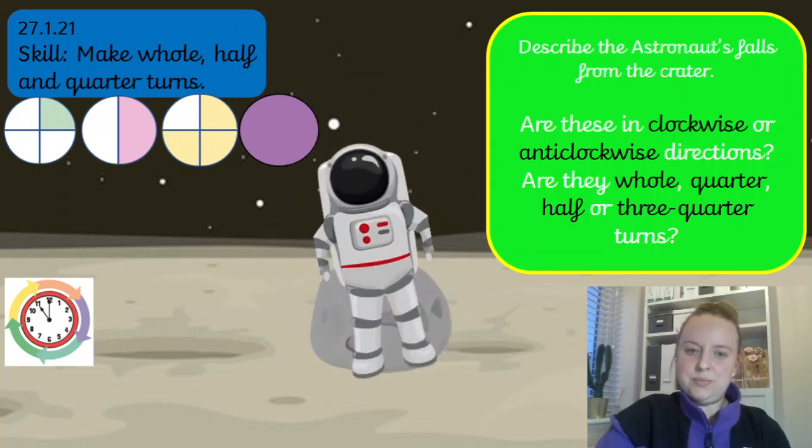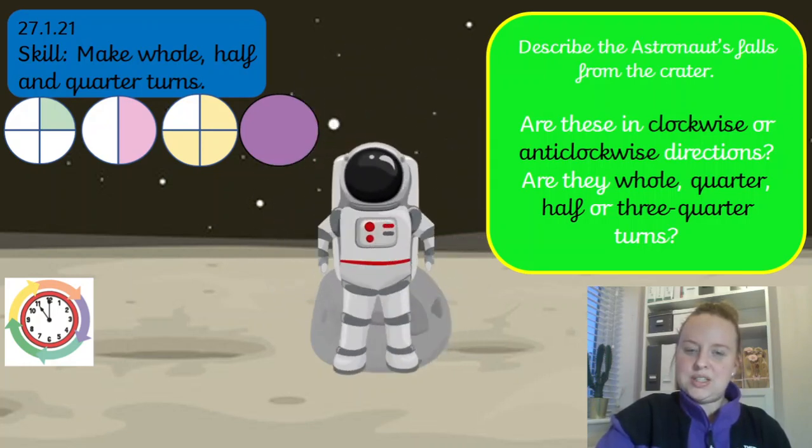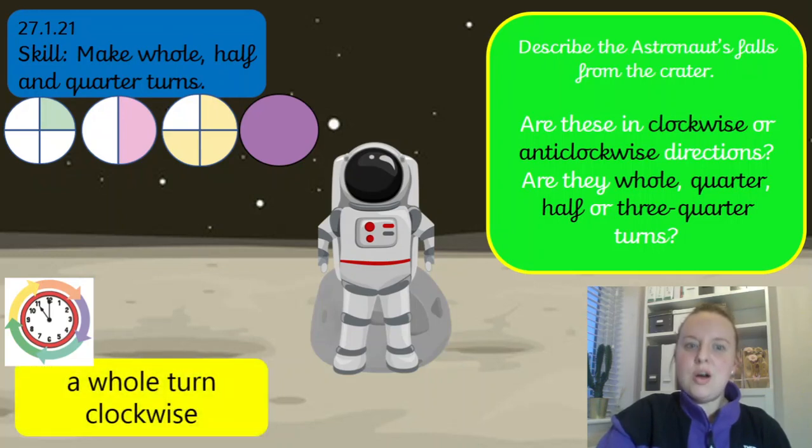Look again. He's standing back up straight. That must mean that he's done a whole turn. So a whole turn, was it clockwise or was it anti-clockwise? It was clockwise again, wasn't it? So a whole turn clockwise.